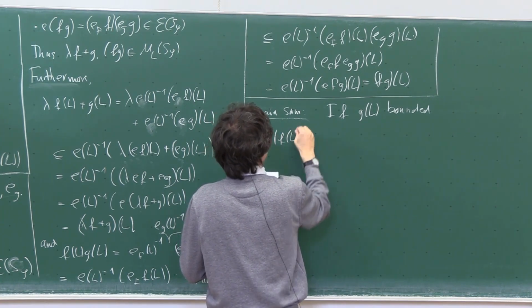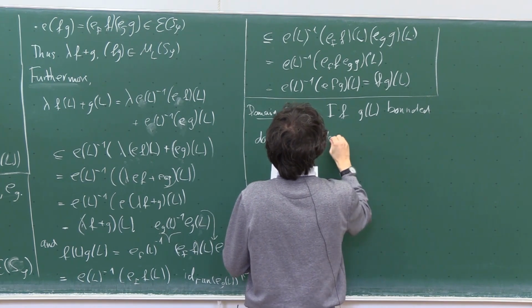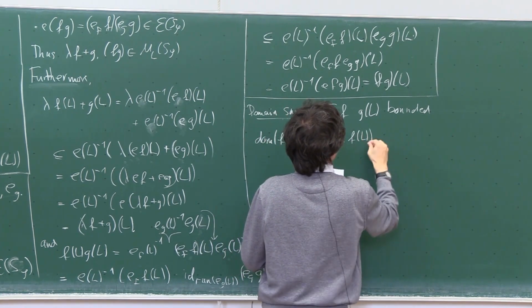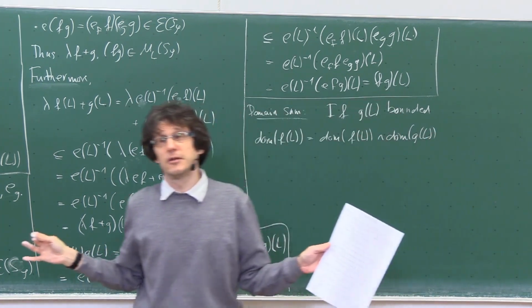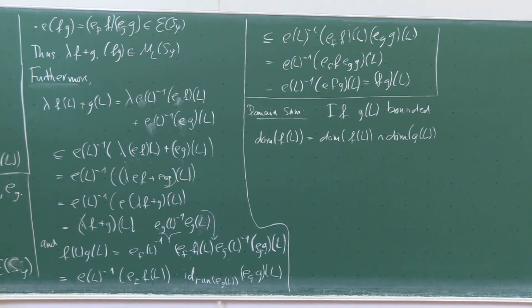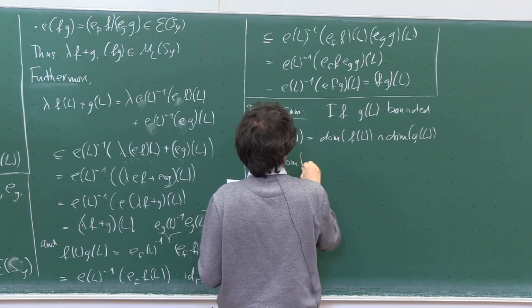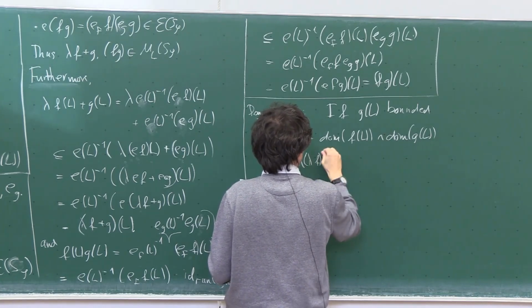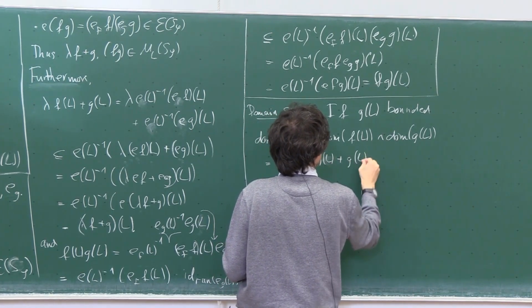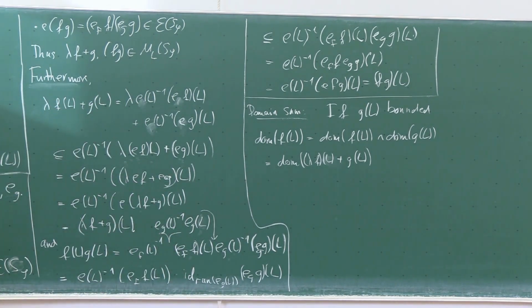So I can do the following. I can start with the domain of F of L and say, okay, that is the same thing as the domain of F of L intersected with the domain of G of L, because the domain of G of L is just the whole space, so I didn't do anything. But now I know what this is. This is the same as the domain of the sum lambda F of L plus G of L. It's just the definition of the domain of a sum of two operators. The sum of two operators has as domain the intersection of the domains.